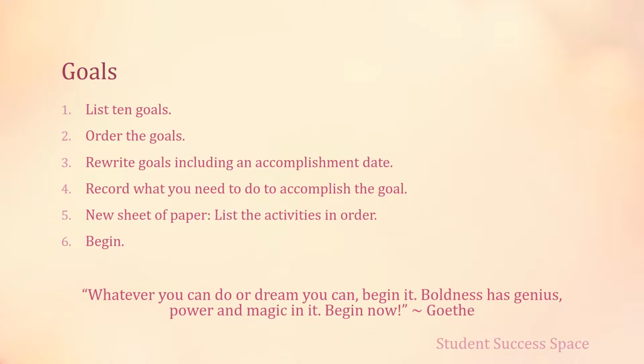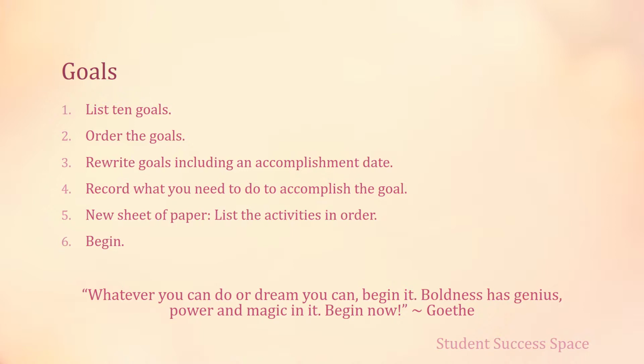Then you want to order these goals with the most important one at the top and the least important at the bottom. Take a second sheet of paper and put the most important goal from your list on the top of the new page. You're going to want to also include a date that you want to reach that goal. Write down all the things you're going to need to do to accomplish the goal. Brainstorm if you need to. Talk to a friend or your spouse.